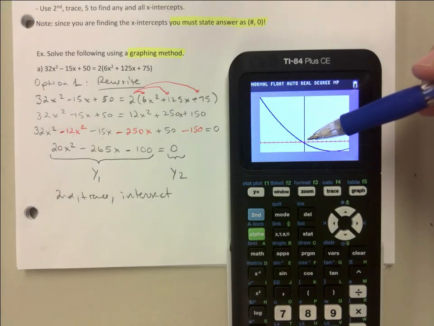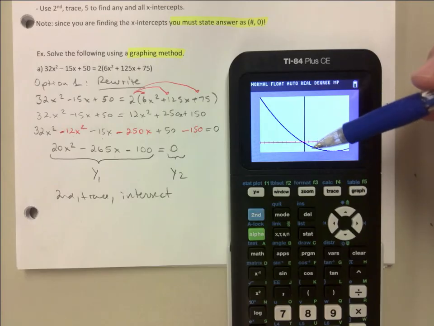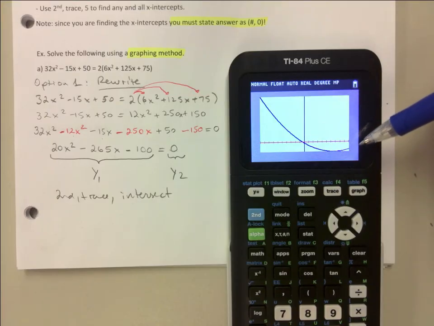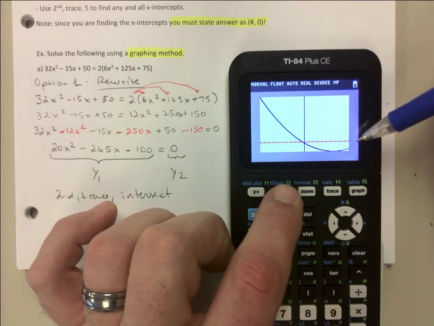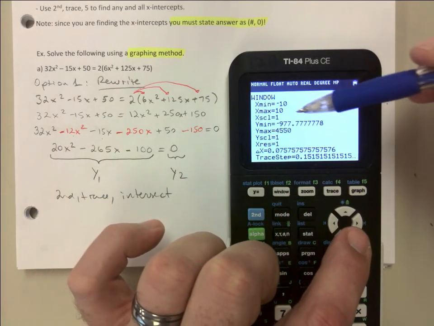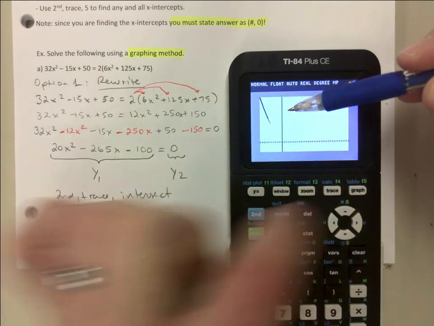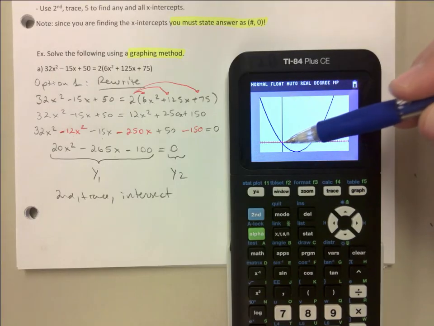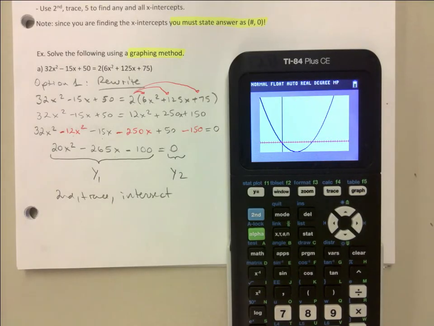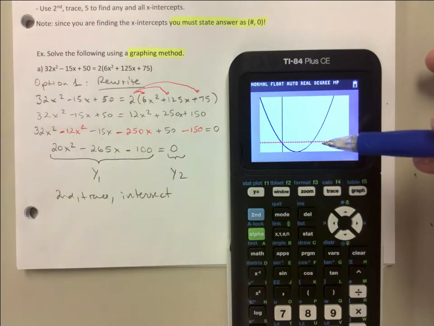So we want to find the intersections between the red and the blue. It's showing me the one intersection here, but I need to see the one on the right side here. So what do I need to change on the window? X max, yeah. I'm going to go 30. Let's see if that works. Perfect. I see both intersections. That's all I want. The x-intercepts, I should say.